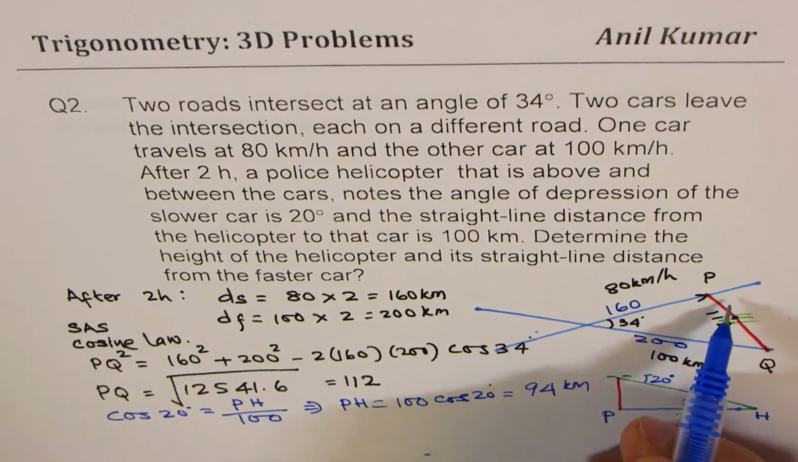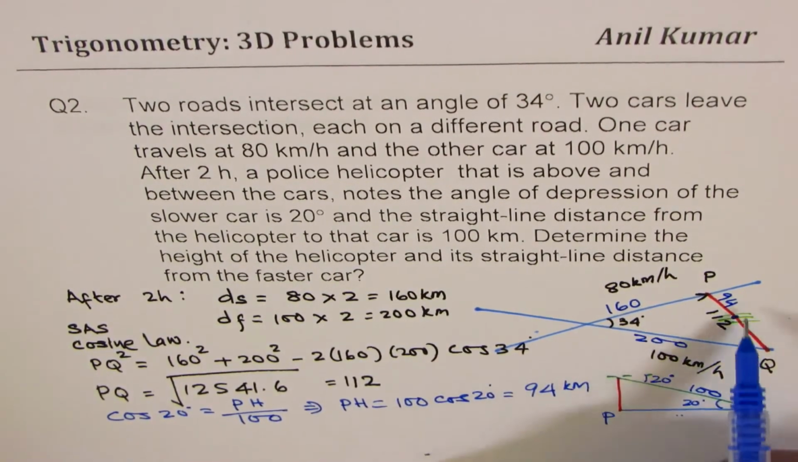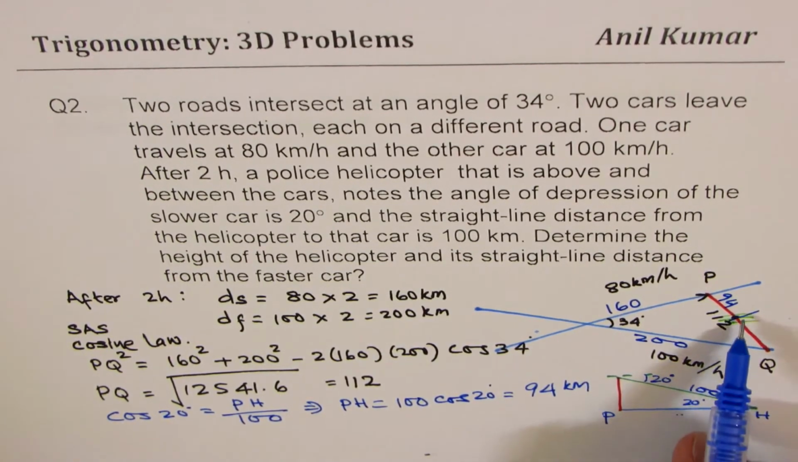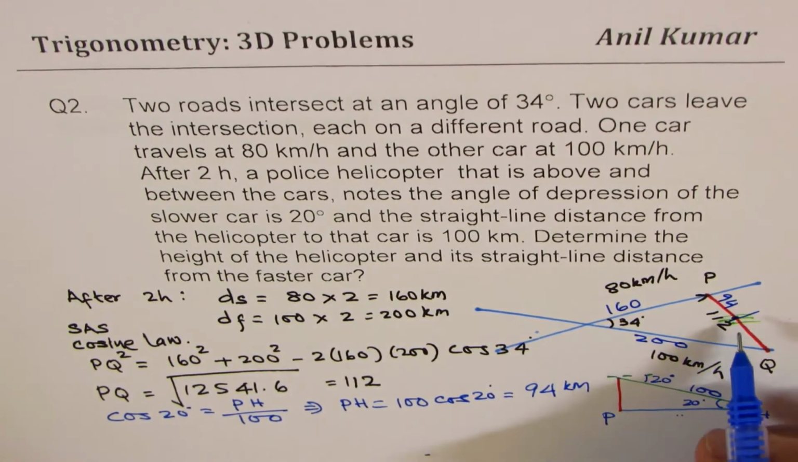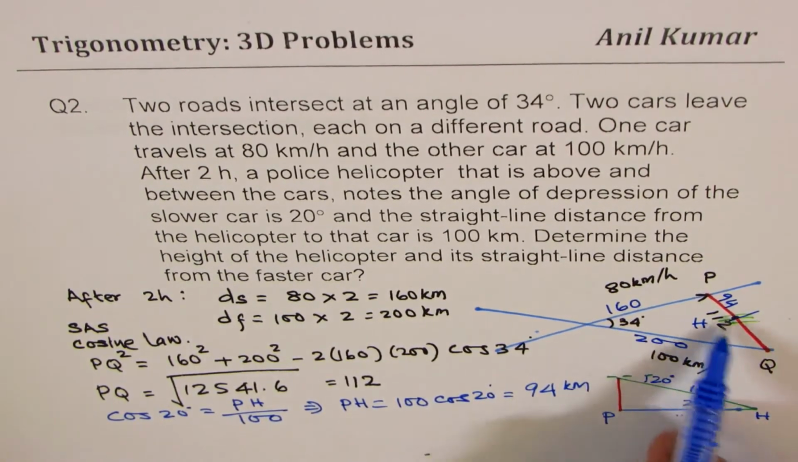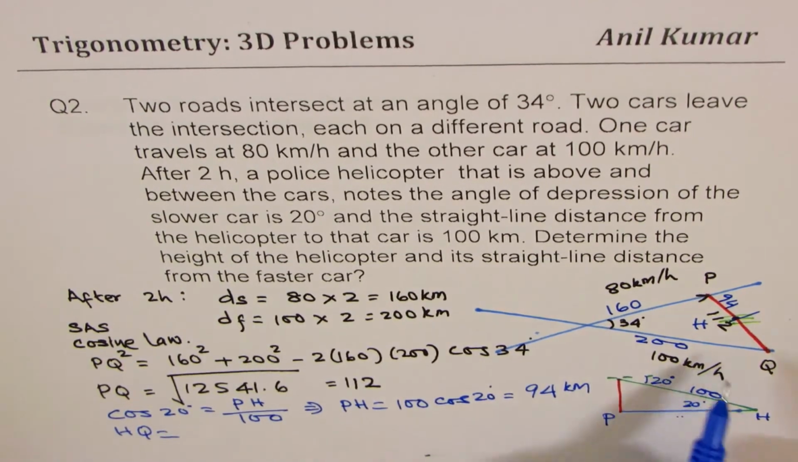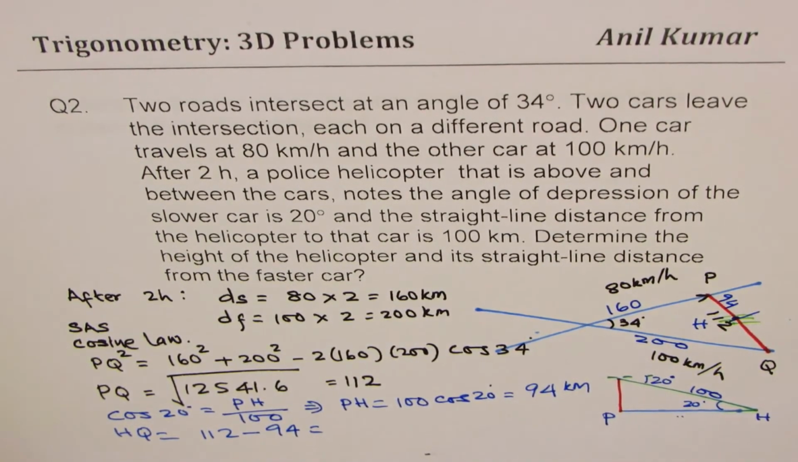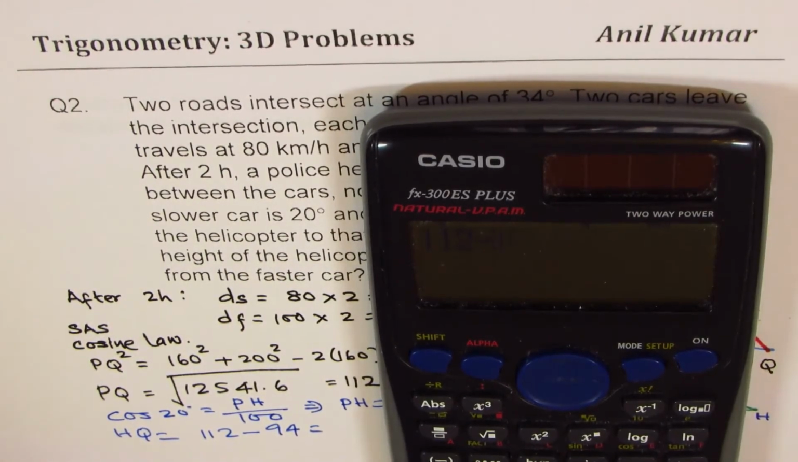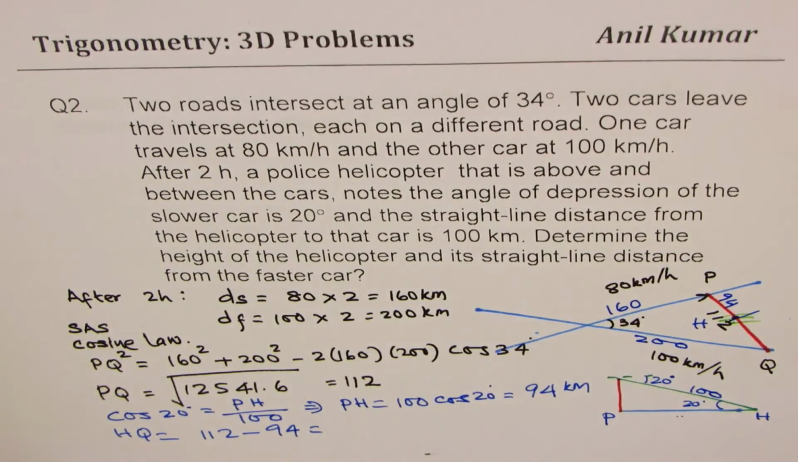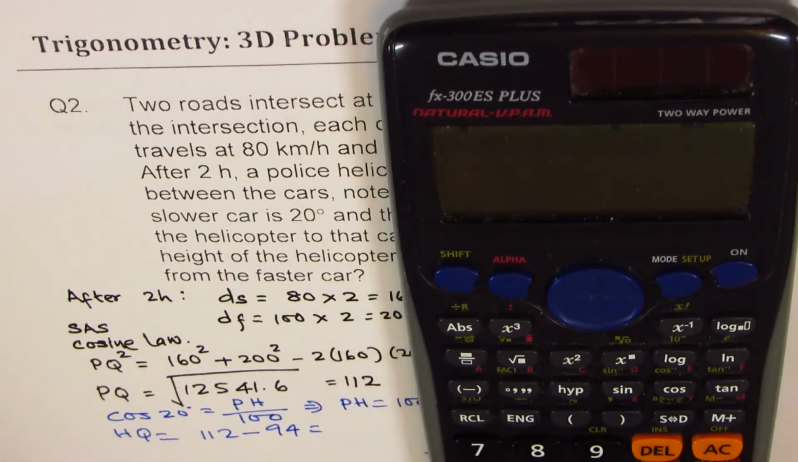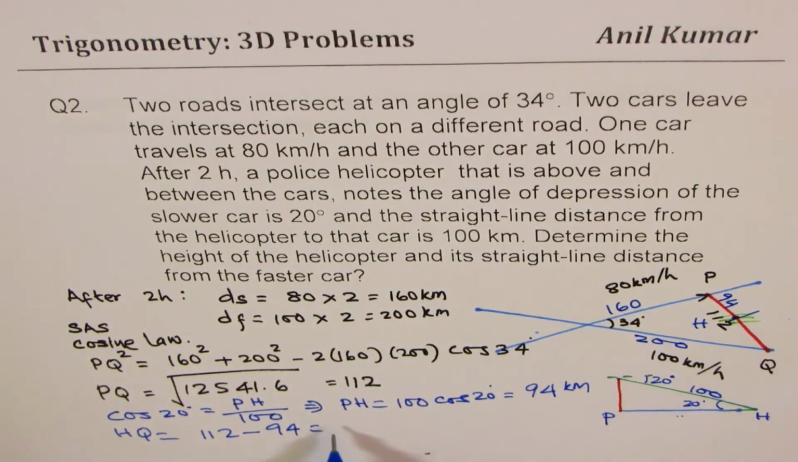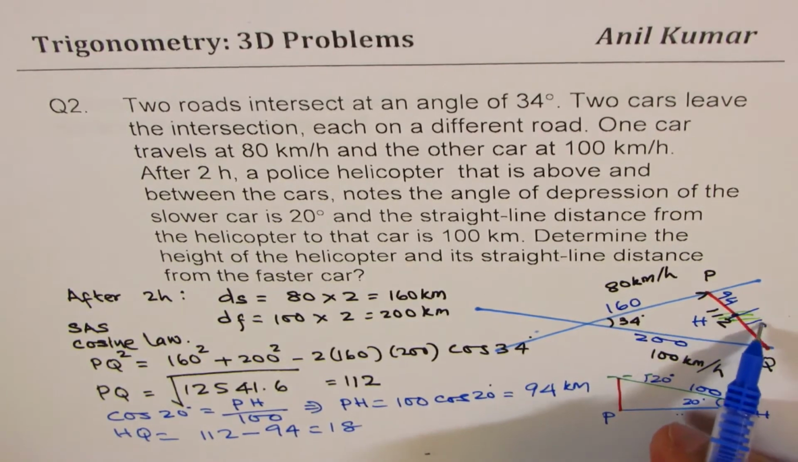Now since we know this part is 94, let's say here, then the remaining will be how much? The remaining part, we are calling this as our helicopter point. So H to Q will be the total distance, which is 112, take away 94. So 112 take away 94, I'm sorry, is 18, right? So we get this distance 18. So that means this distance is 18.